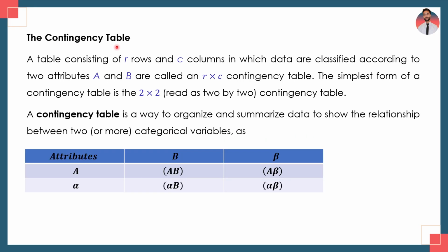The contingency table: a table consisting of R rows and C columns in which data are classified according to two attributes A and B is called an R by C contingency table. The simplest form of a contingency table is the 2 by 2 contingency table. It means that here we have two attributes and each attribute has two categories, called A alpha and B beta.